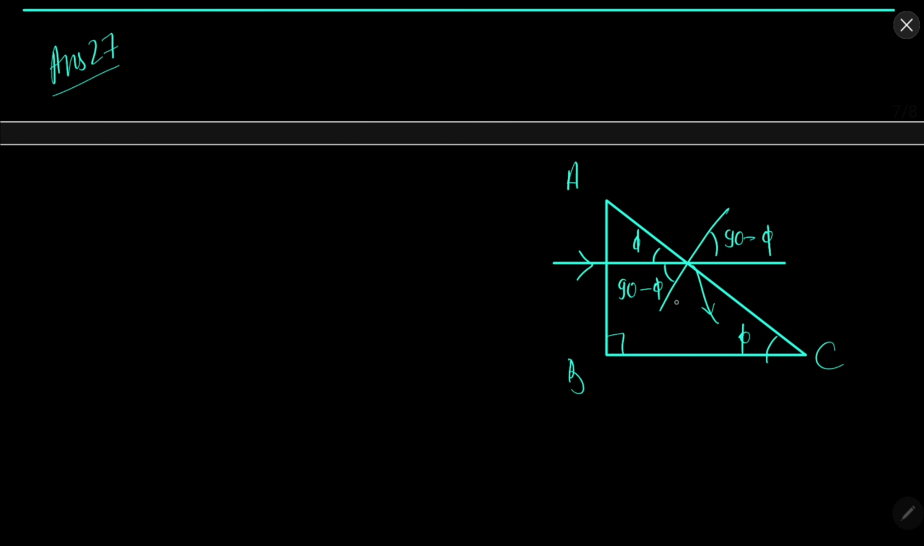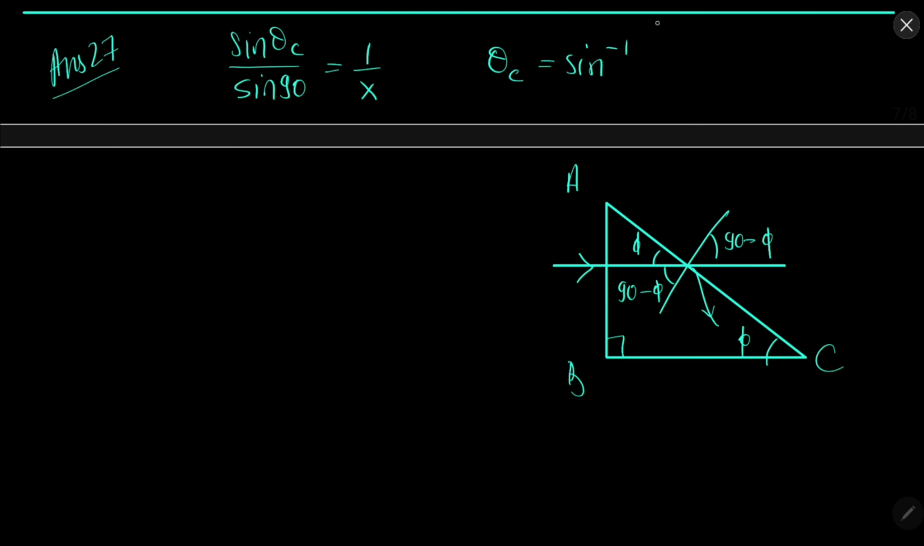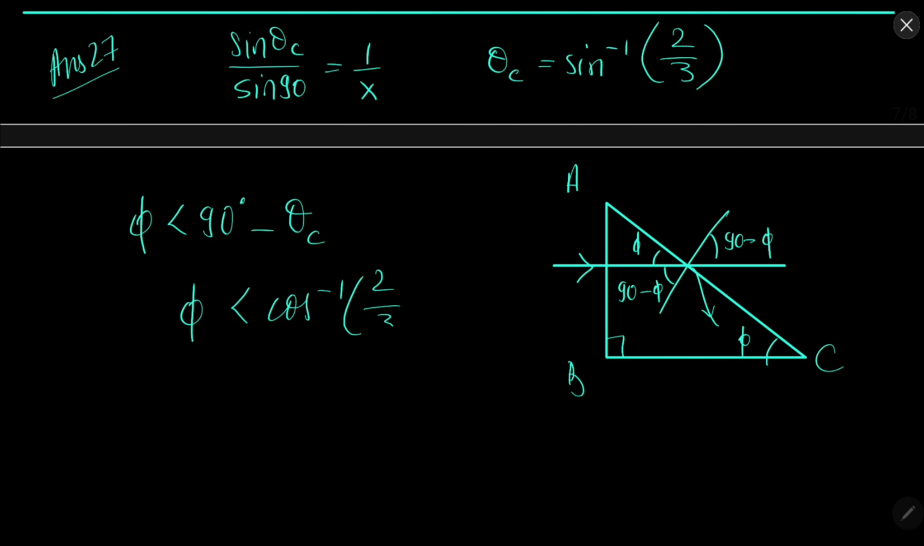So ultimately sin theta C over sin 90 equal to 1 by x. Theta C will be sin inverse 2 by 3. Phi will be less than 90 degree minus theta C. Phi will be cos inverse 2 by 3.